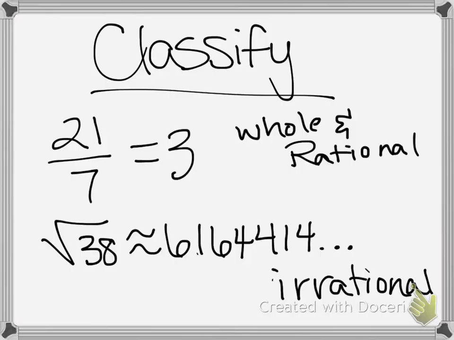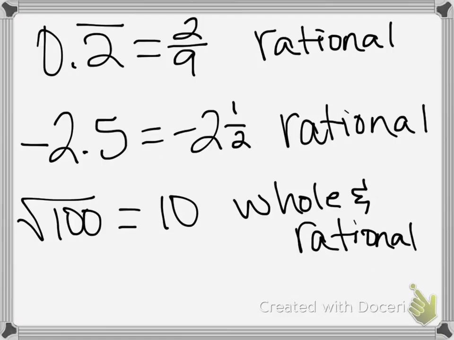There's no pattern to it. And anytime you have a square root that is not a perfect square, it is going to be considered an irrational number. Now, if we have something like 0.2 and the 2 is repeating, that can be turned into a fraction, which is 2/9, because if it's a single number that's repeating, you would just put it over 9.